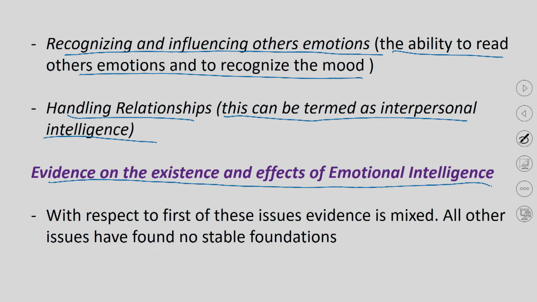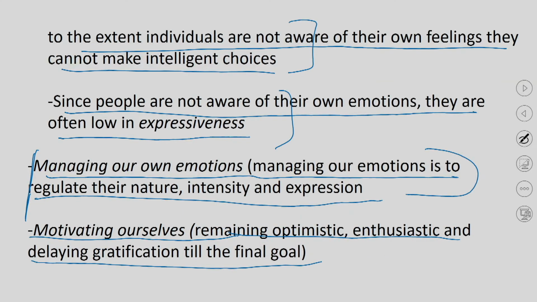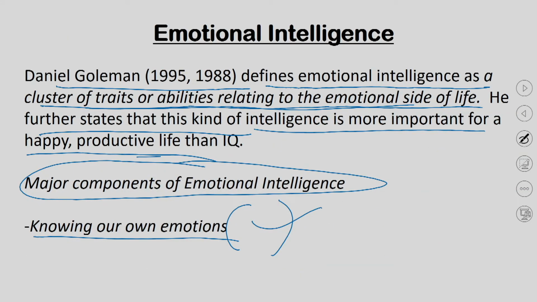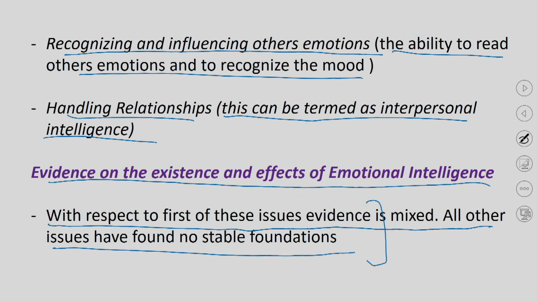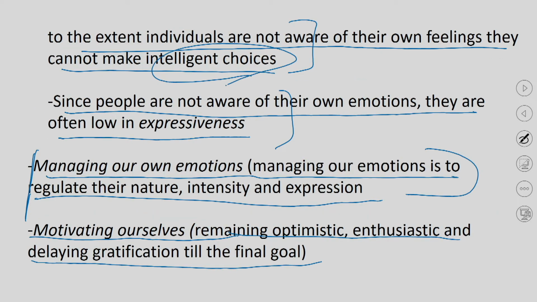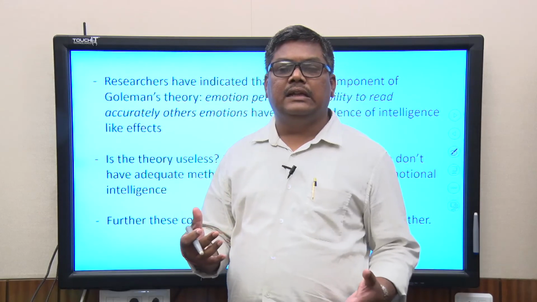There are several evidences which suggest that this kind of intelligence is there. With respect to the first of these issues, the evidence is mixed, and all other issues have been found to have no stable foundations. So, the only factor which actually worked in terms of Daniel Goleman's theory is knowing our own emotions. Are people able to manage or understand their own emotions and actually make intelligent choices based on their feelings? That is the only factor which is stable or is most likely the accepted view of emotional intelligence.